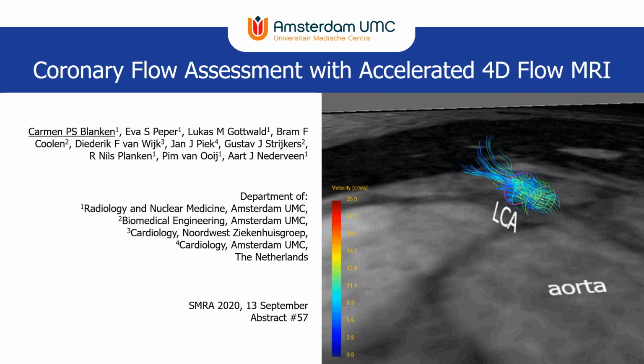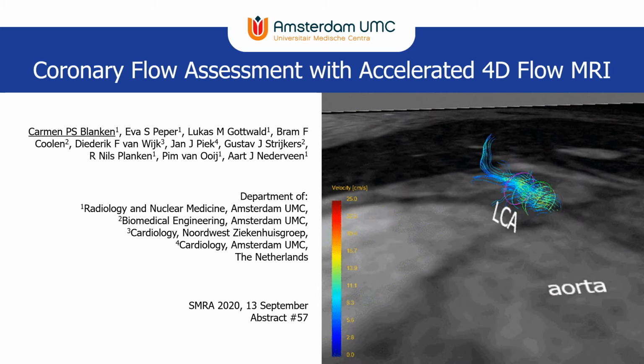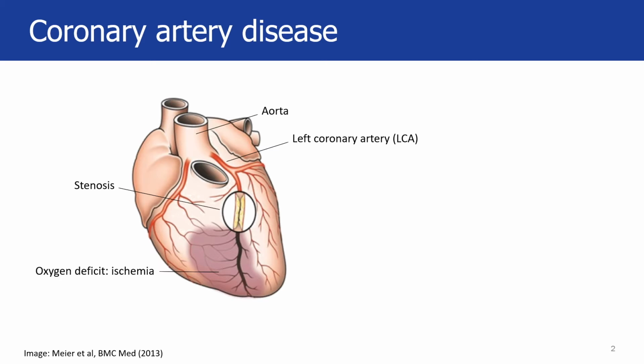My name is Tom Blanken, and I will present to you our study on coronary flow assessments with accelerated 4D flow MRI. So the coronary arteries supply the heart muscle with blood, and they can only do so if no obstructions are present. But when there's a stenosis, not enough blood can reach the heart muscle. We then speak of obstructive coronary ischemia.